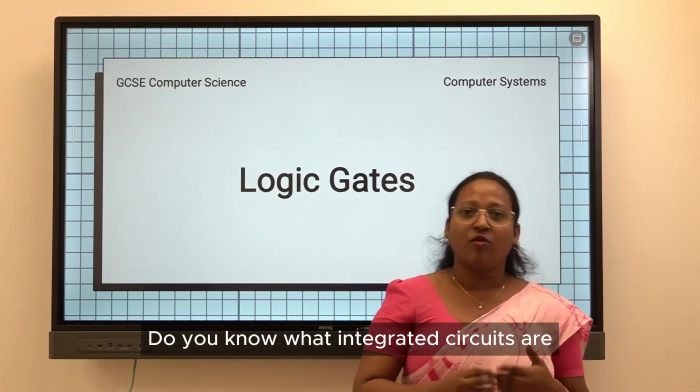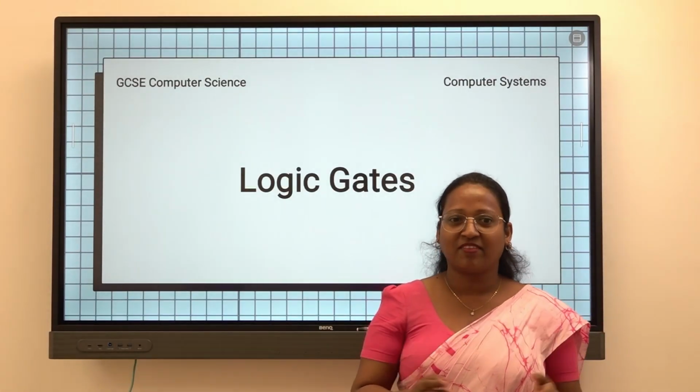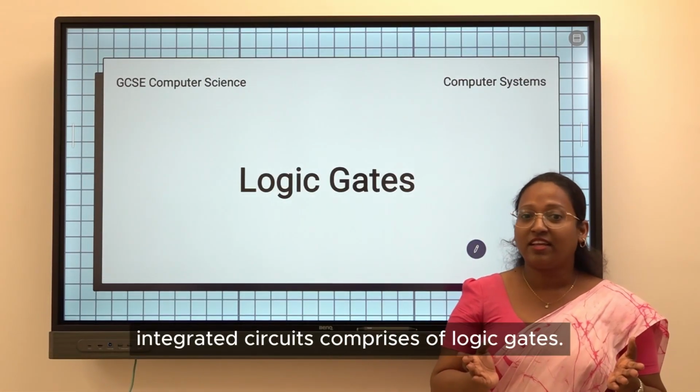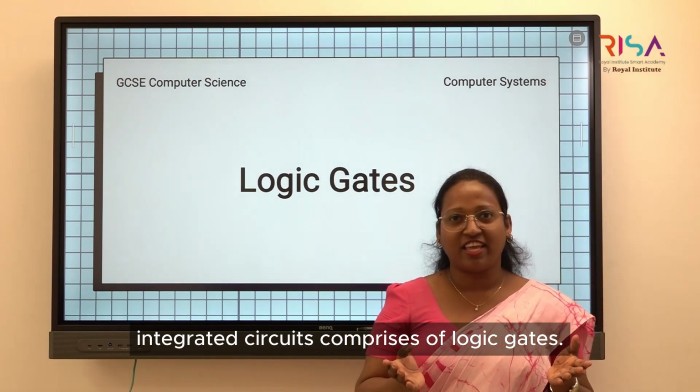Do you know what integrated circuits are? Did you know that integrated circuits comprise logic gates?